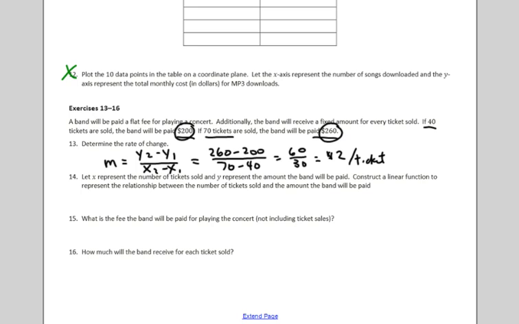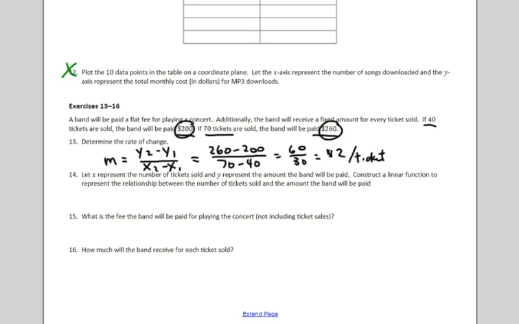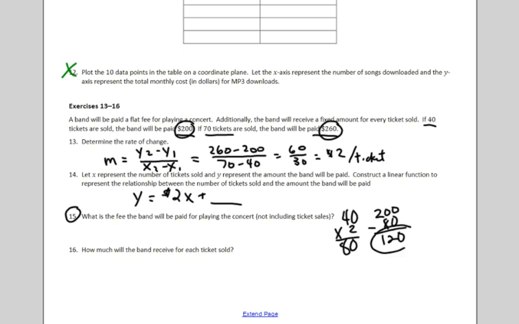is the slope. 14, write this as an initial linear function using x and y. In order to do that, I need to find 15, which is the y-intercept. So I know that it's going to be y equals $2 times x, but I don't know the initial fee. So to do that, I know each ticket is 2, so if I sold 40 tickets, and they're $2 a piece, that means I made $80 from the tickets. We're paying the band $200 though, so I subtract the 80 from the tickets, and I get 120, which is how much the band makes if no tickets are sold. So my equation would be y equals 2x plus 120.